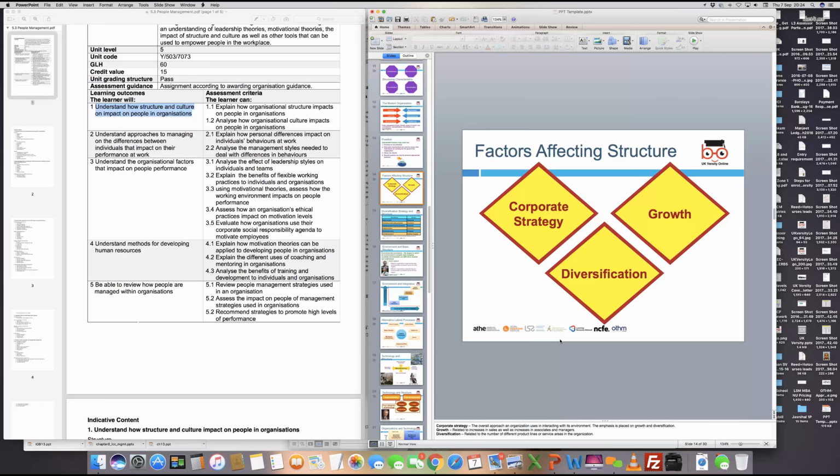One is it leads to growth within the organization. Sometimes it leads to diversification within the organization. And the third thing which affects the structure of the organization is basically the corporate strategy. So when you see a big change happening within the company, for example, I don't know whether you've read this or not, but Marks and Spencer introduced Plan A in about 2010 or 2011. This was introduced under the leadership of Sir Stuart Rose, who was the chairman of the company at that point in time. Now, what is Plan A?